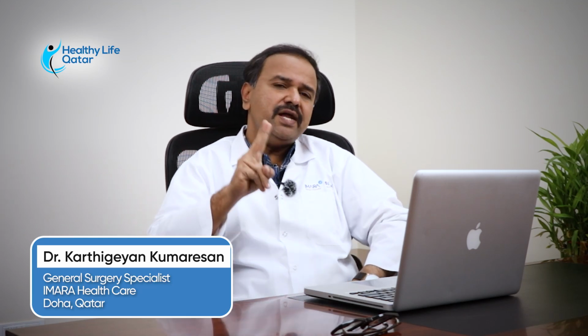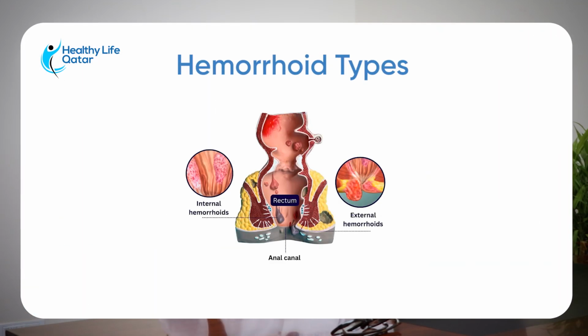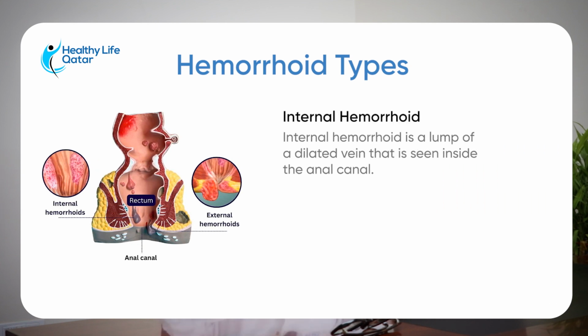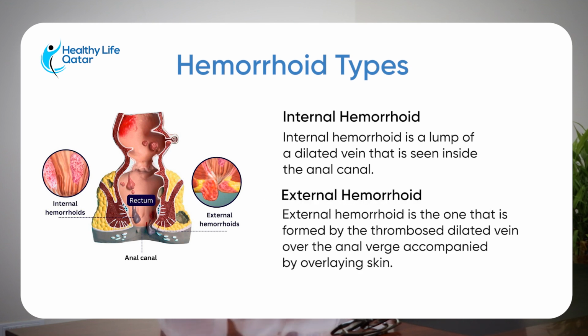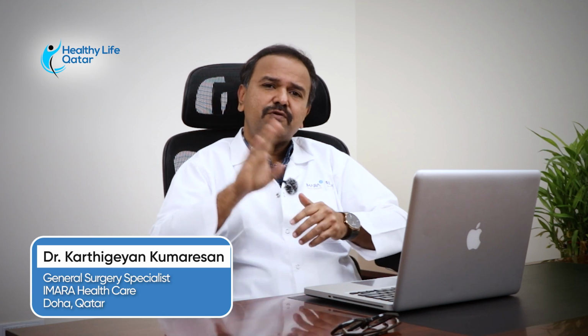And let's come on to the types of hemorrhoids. There are broadly two types of hemorrhoids. One is an internal hemorrhoid, while the other is an external hemorrhoid. What do you call an internal hemorrhoid? An internal hemorrhoid is a lump of dilated veins seen inside the anal canal, while an external hemorrhoid is formed by thrombosed dilated veins over the anal verge, accompanied by overlying skin. And internal hemorrhoids, in turn, can be classified into 4 gradings.